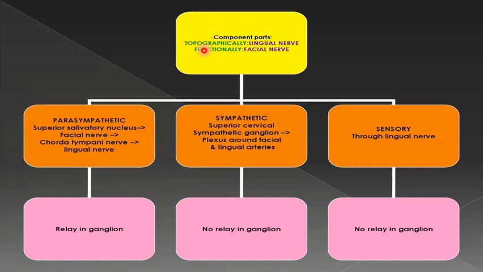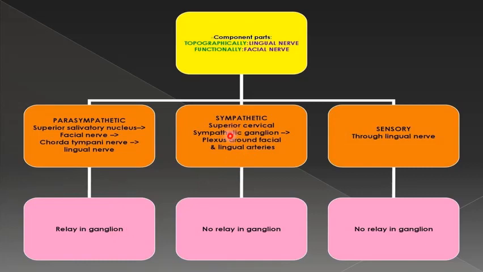The submandibular ganglion is topographically related to the lingual nerve, but it is functionally related to the facial nerve. It contains three types of fibers: parasympathetic, sympathetic and sensory fibers. Parasympathetic preganglionic fibers arise from the superior salivatory nucleus, then they travel along the facial nerve, its chorda tympani branch, and then join the lingual nerve to reach the submandibular ganglion, and these fibers relay in the submandibular ganglion.